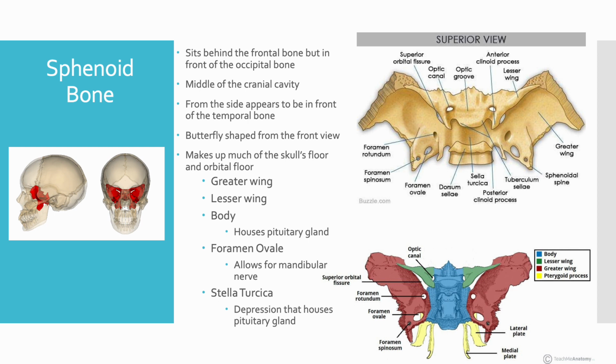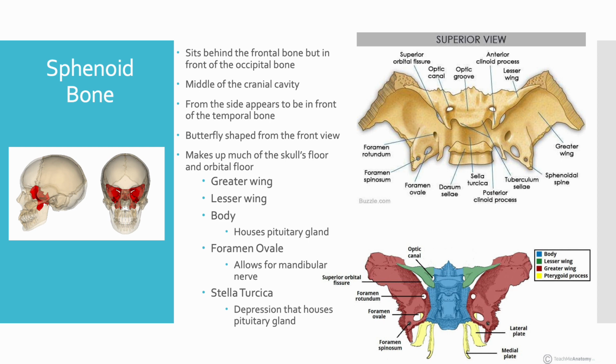It has some really important parts. So first we have the greater wing, which if you look at this bottom picture, it's the red part. It would be like the big wings of the butterfly. Then we have the lesser wing, which is this little green thing that kind of looks like Yoda's ears. And then we have the body. The body is going to be the main part. So in this case, it's the middle part.